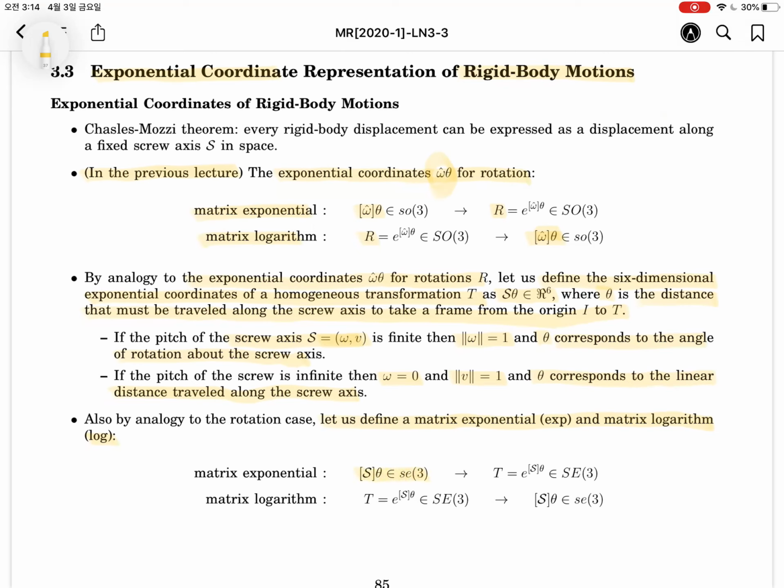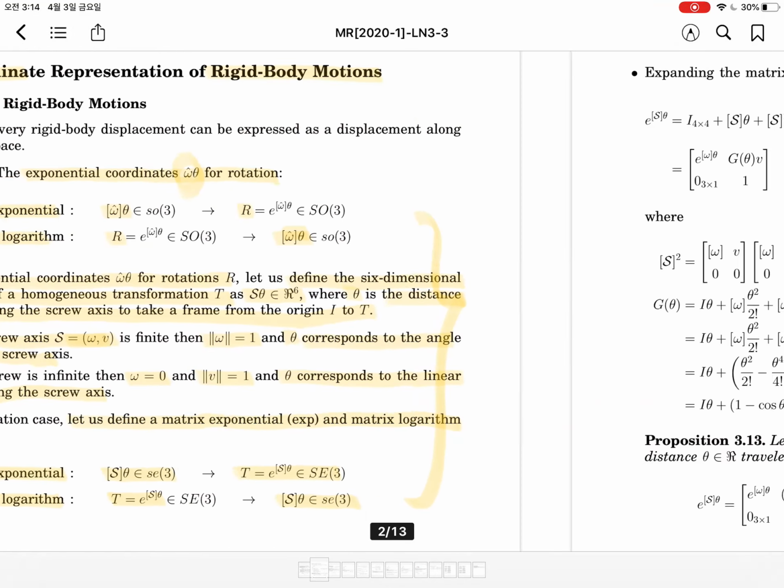Okay, for a given screw axis in matrix form, if you take the matrix exponential, then you will get the homogeneous transformation. On the other hand, if you take the matrix logarithm of the homogeneous transform, then we will get the matrix form of a screw axis and the rotation angle or distance traveled along the axis. So we have a very similar concept between the rotation and the homogeneous transformation.